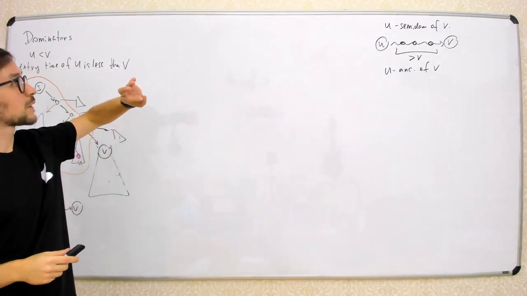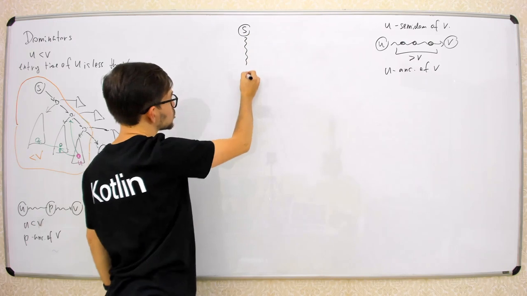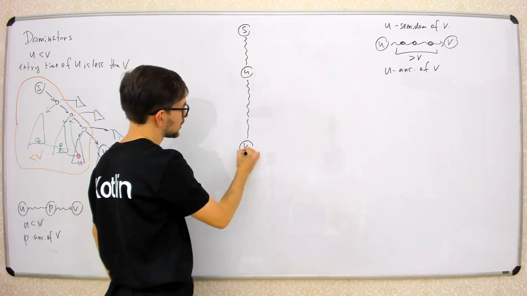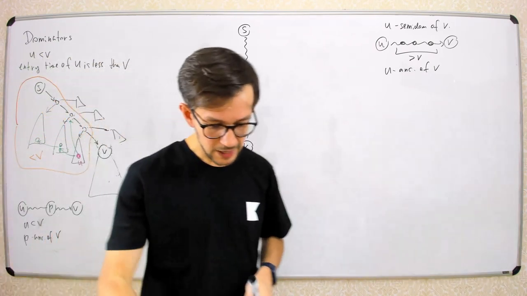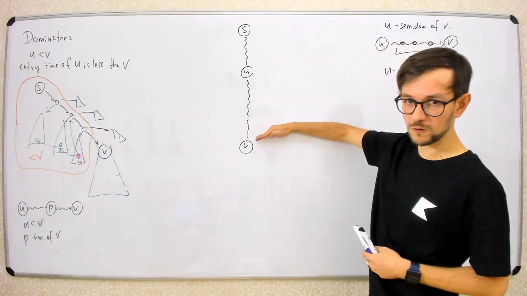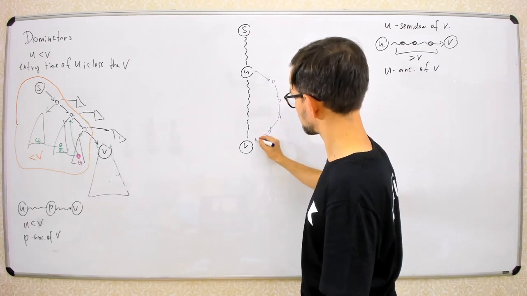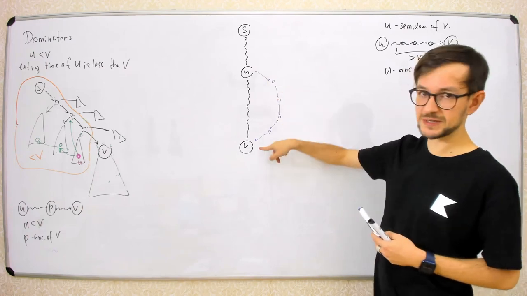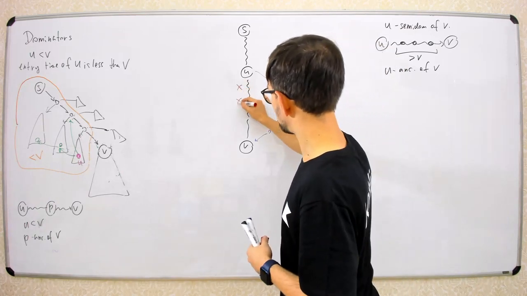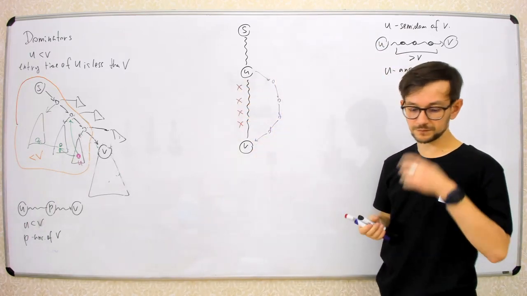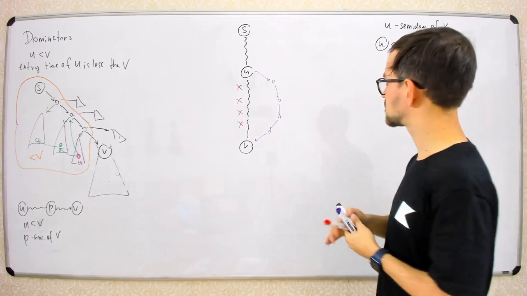So now let's look at all semi-dominators of V. You have this node S. So if you have this node U, and U is a semi-dominator of V, what does it say about dominators? It says that all the nodes below this U are not dominators. So you have some path like here. If you have a path like this, then all the nodes here are not the dominators.